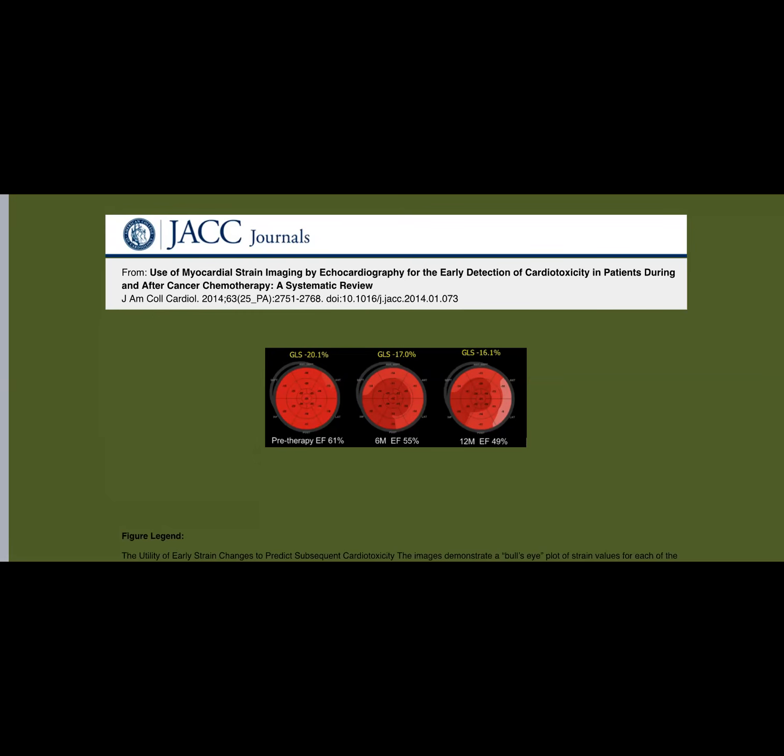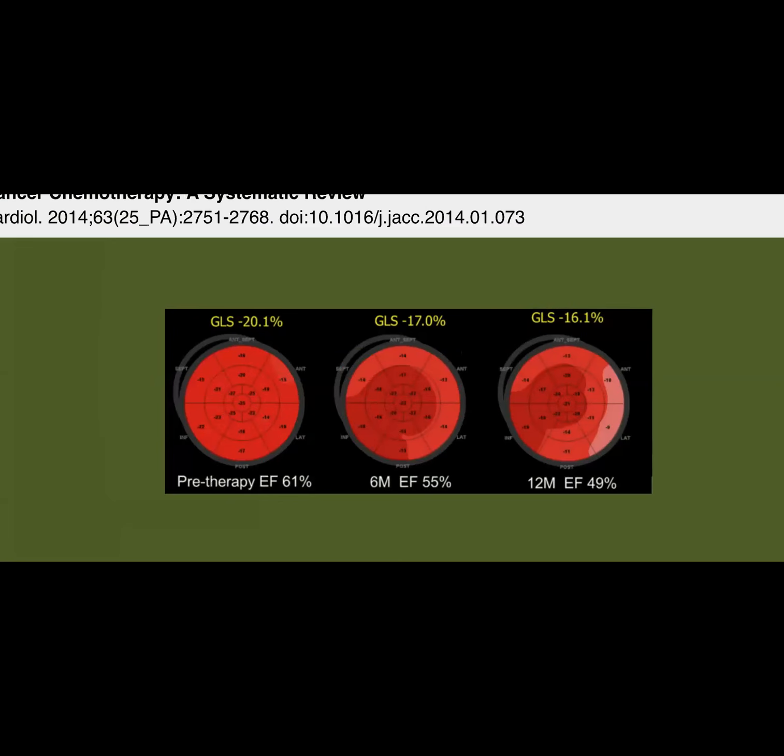Look here, for example, this is the same as the case I'm discussing. Pre-therapy ejection fraction, and 6 months into chemotherapy, and 12 months into chemotherapy. Ejection fraction was 61%, and after 6 months 55%. That's a drop of how much? 6%. Will that qualify for discontinuation of chemotherapy? No. See how much the GLS changed: minus 20 to minus 17, by 15%.